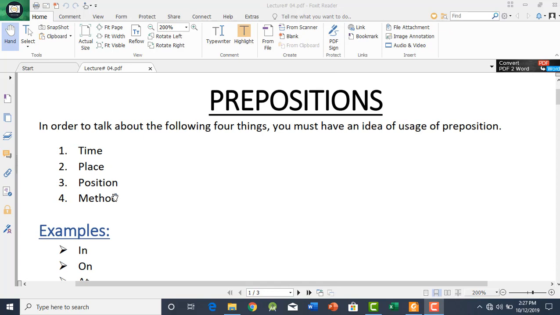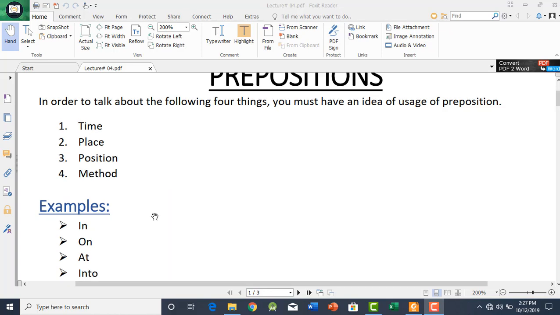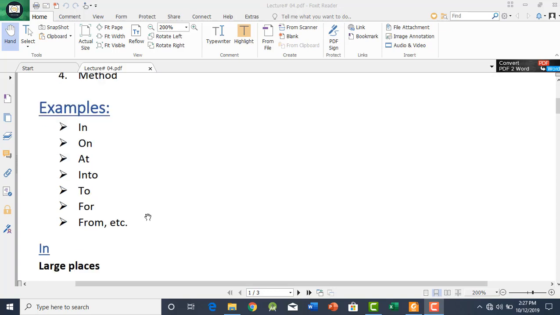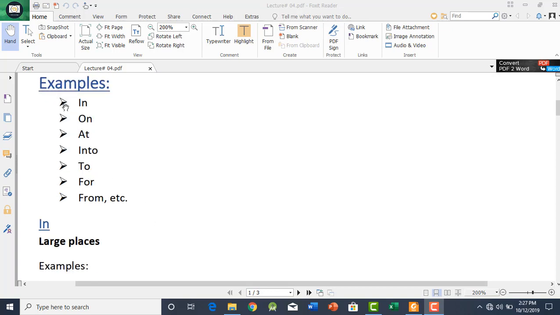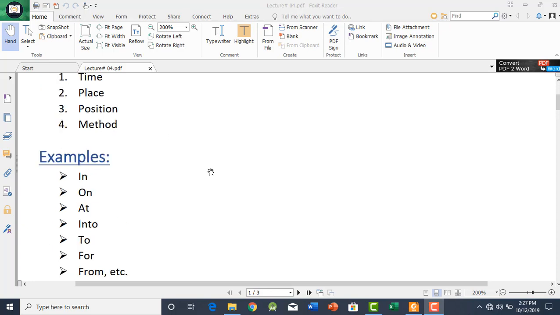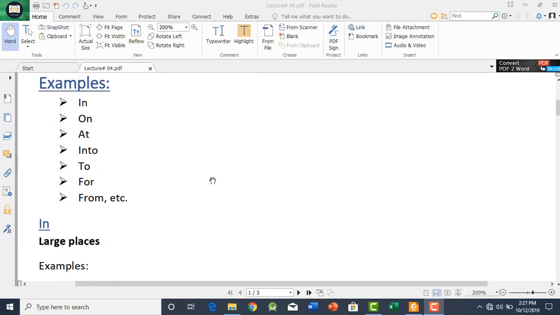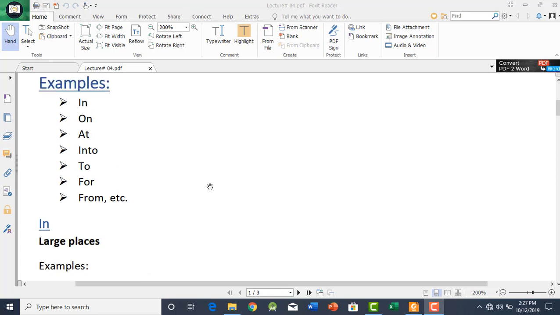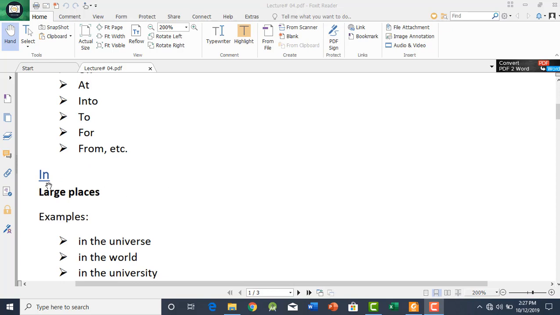When we have to talk about the methods we are using for solving any particular problem, then we have to use one of the prepositions. And in the same way, when we talk about place and some kind of positions. So one by one, I'm going to explain each and every preposition, and the most important and most commonly used preposition details I will explore in this lecture. So start with in.